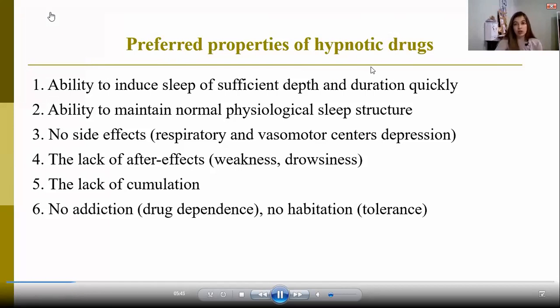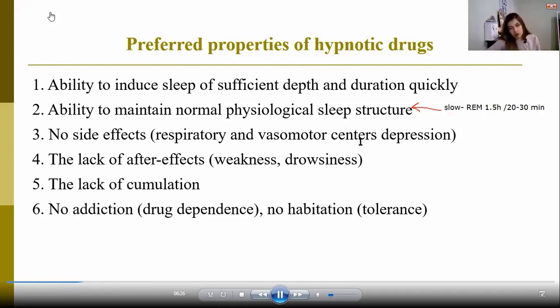By the way, what does it mean, normal physiological sleep structure? It means that the ratio of the phases of rapid eye movement sleep and slow sleep should be the normal one that we have in physiological condition. And if you remember, I told you that it should be the ratio of 1.5 hours of slow sleep to 20-30 minutes of rapid eye movement sleep. So this we call the physiological sleep structure, okay? It shouldn't be changed.